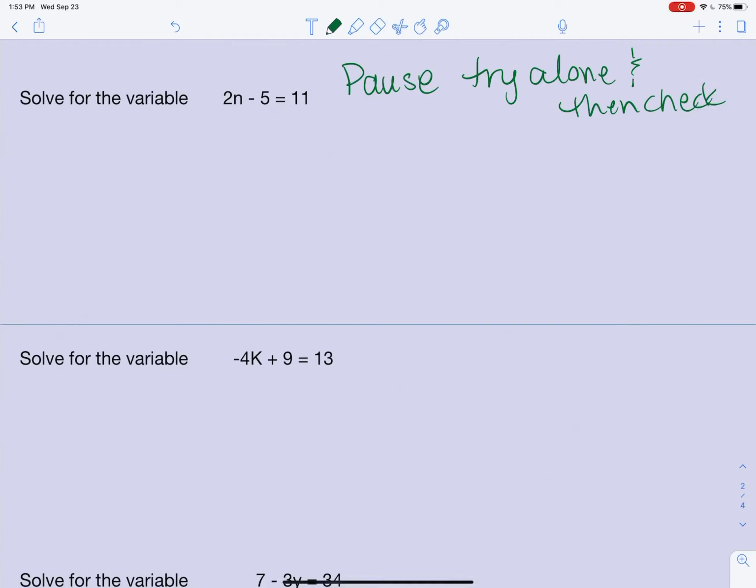So I want you to push pause. I want you to try it alone. And then I want you to push play again to see if you got it right. In class, I can make sure that students are doing that, but if you're at home, I can't.